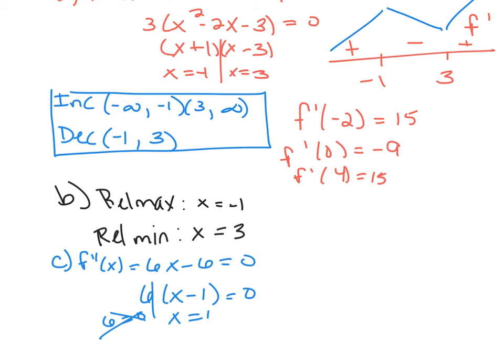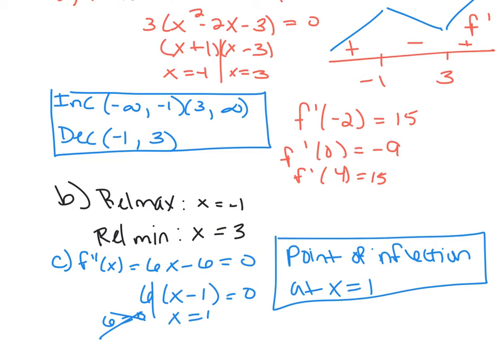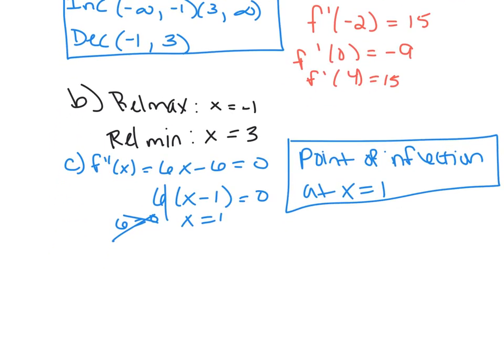That cannot ever happen. So I have a point of inflection at x equals 1. And again, remember, a point of inflection is where your concavity is going to change. Hence, the last part of this question, part D, says where's your concavity? Where's it concave up? Where's it concave down?